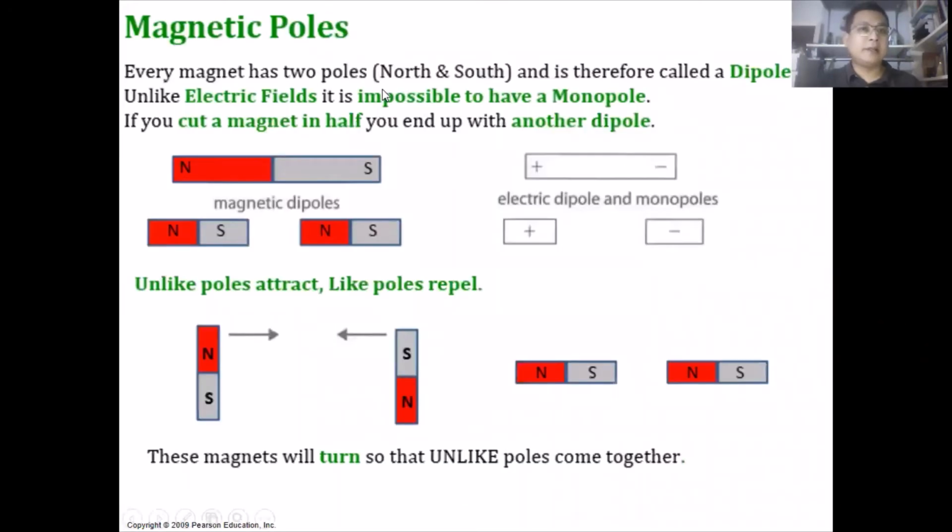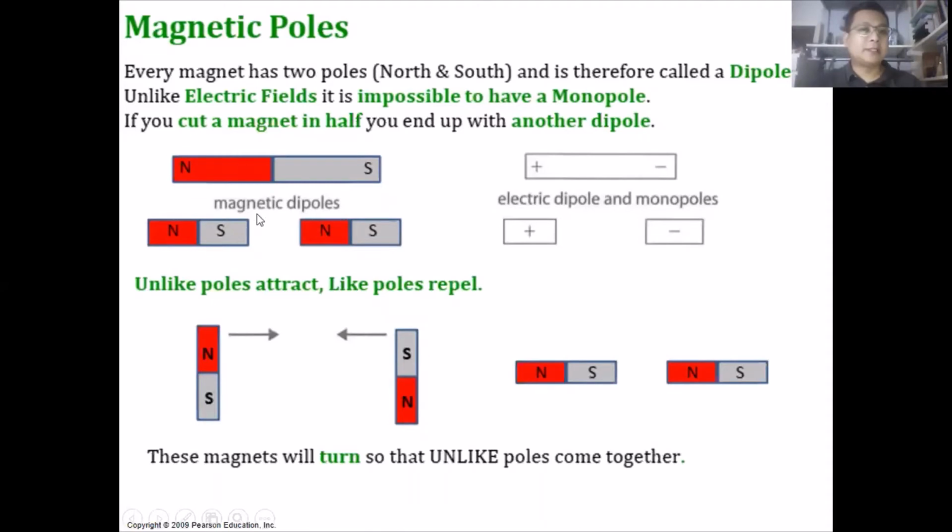In the magnetic poles, every magnet has two poles, north and south, and it is therefore called a dipole. Unlike the electric field, it is impossible to have a monopole. If you cut a magnet in half, you will get a dipole also.